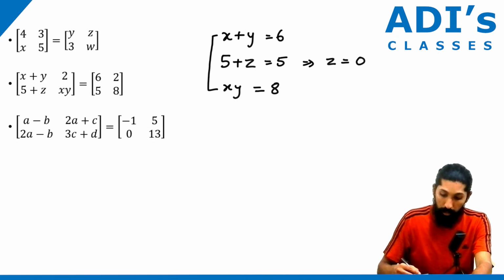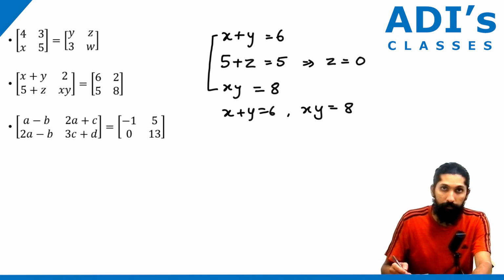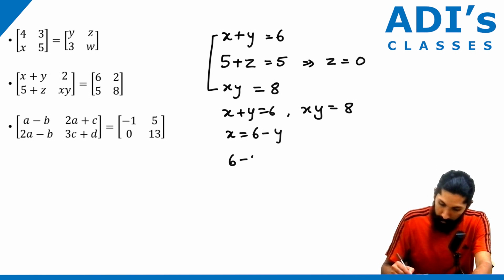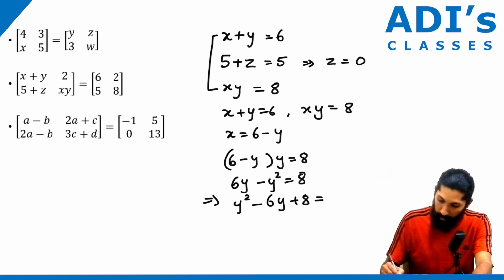See these two equations? You have x plus y is equal to 6 and xy is equal to 8. Fair enough? Now you have to solve it as a quadratic equation. You can say that x is equal to 6 minus y. Substitute this in xy. So you can write (6 minus y) into y is equal to 8. So 6y minus y square is equal to 8, or y square minus 6y plus 8 is equal to 0.